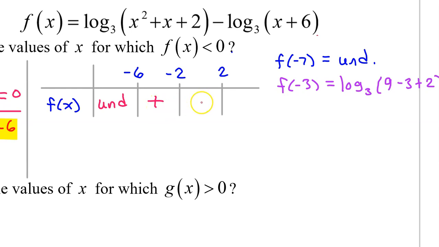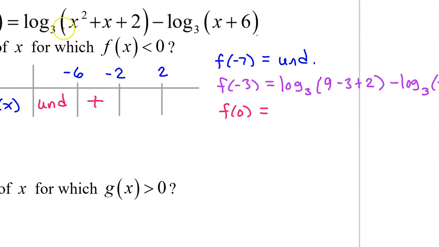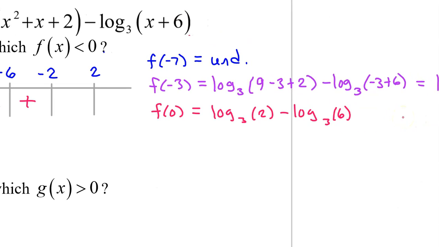For the next interval, let's use a test value of 0. So let's talk about what f at 0 is. Plugging in 0 right here, we get the log base 3 of 2. That's the only number left. And plugging in 0 right here, we have minus the log base 3 of 6. The second log is bigger than the first log, so this is clearly less than 0. This is negative. So let's put a minus right here in this interval.